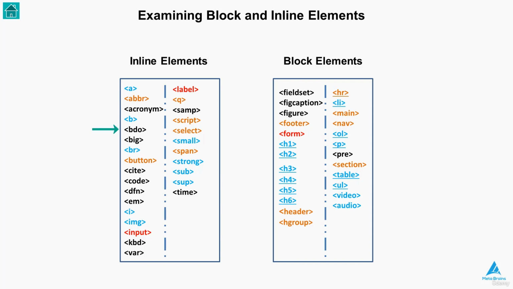BDO tag, it stands for bidirectional override. It is used to override the current text direction. This means that you can revert your text. Don't worry if this sounds abstract to you. We will now go to VS Code and see how these tags work.